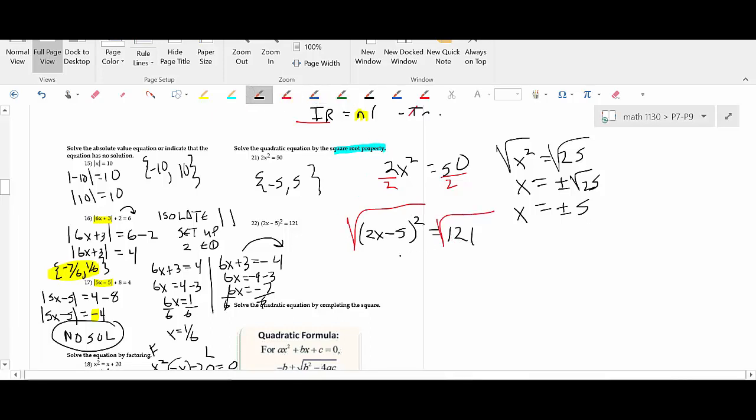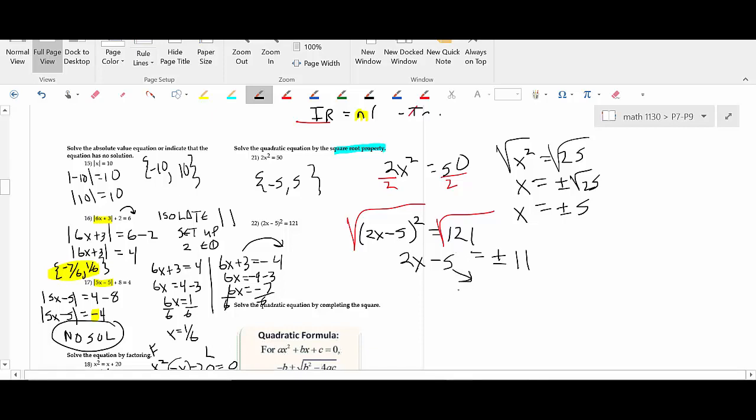Okay, that means the left side is going to be 2x minus 5. The square root of 121 is 11, but be sure you put that plus or minus, don't forget that. Okay, now it's just a matter of doing these 2 things. You get x by itself, so move the 5, and then divide by 2. So you've got a basic equation, and you want to kind of handle this like this.